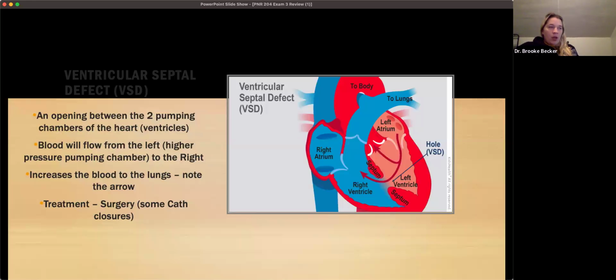Okay, VSD. This is an opening between the two ventricles, in the septal wall. You can see that in this picture as well. It's just between the two ventricles. Once again, the blood's going to go from the left to the right side. It's going to circulate to the lungs more frequently, so it's an acyanotic lesion as well. Treatment is surgery. I've seen maybe one VSD in my career be corrected from cardiac cath, but most of the time they have to have surgery.